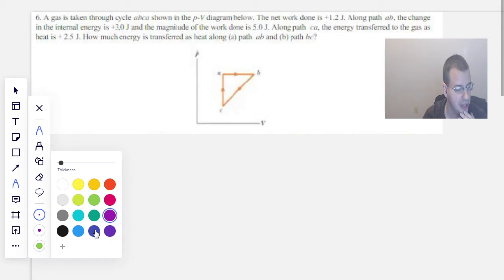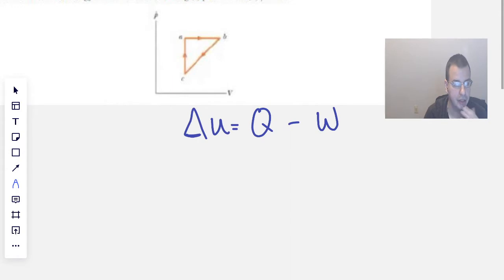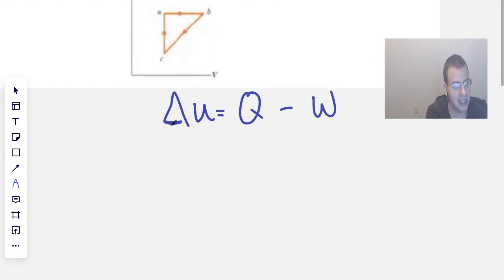And the first thing I usually do with these problems is I write out the first law of thermodynamics. Though it looks pretty simple, and I guess it is fairly simple, there's some nuance that you should be aware of. What this says is the change in internal energy of a gas is going to be the heat added to the gas minus the work, W, work done by the gas.